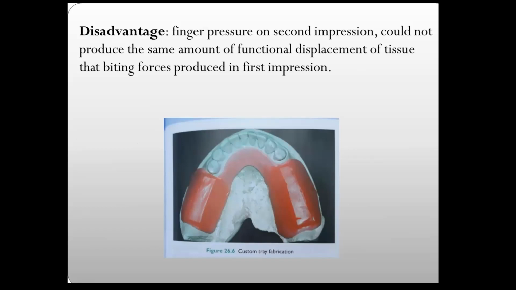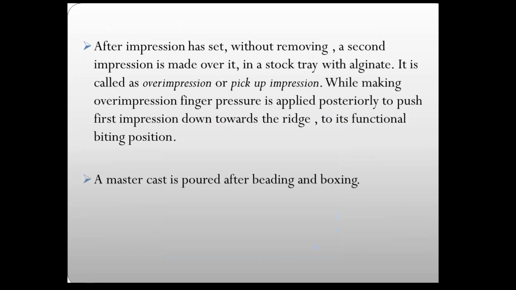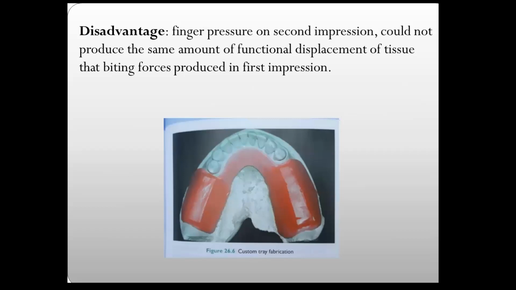The first impression is made. After that, once the material is set, without removing the primary impression, we take a pickup impression with a stock tray with alginate in it. Finger pressure is applied on the posterior region to push the first impression towards the ridge to its functional biting position. The master cast is poured after beading and boxing.